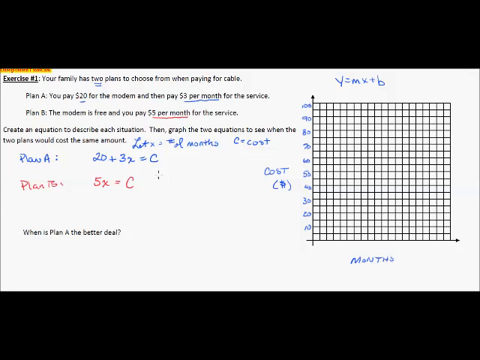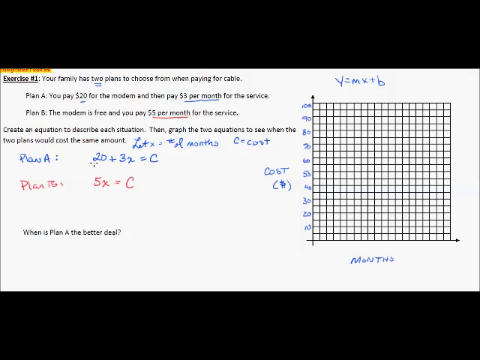Alright, so I want you to notice this, is that these are still in the form y equals mx plus b. It's just written backwards. This would be y equals mx, right? Mx, so there's my slope. My slope in this one is 3 plus a b.